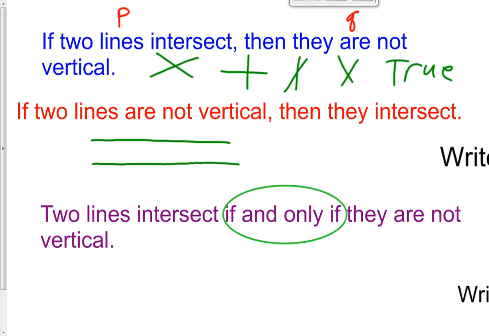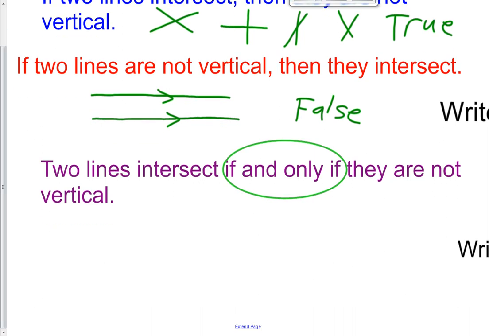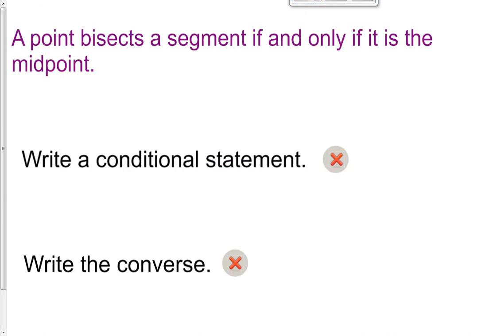So if two lines are not vertical, my conclusion is that they intersect. These ones are also parallel. They're parallel horizontal lines. So the converse is false. So if either the conditional or the converse is false, the whole biconditional is false. So this, two lines intersect if and only if they are not vertical, would be a false statement. A false biconditional.